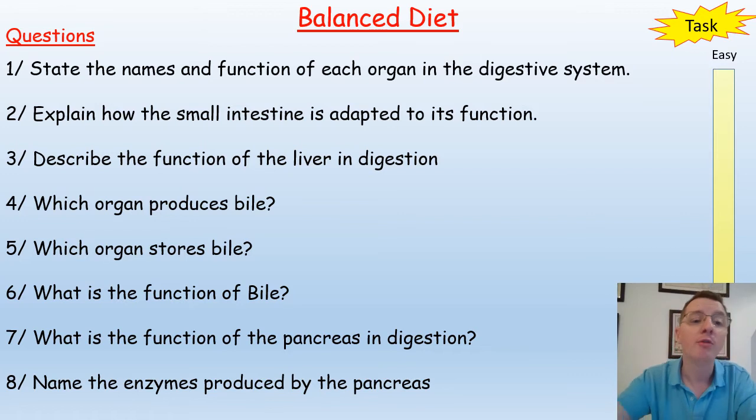So the answers. The first question says, state the names and the functions of each organ in the digestive system. So we could talk about the mouth, and its function is to grind and chop up food to provide that large surface area for enzymes to work faster. We could talk about the esophagus, which is just a tube that links the mouth to the stomach, but we have the epiglottis at the top, which prevents you from choking. We could talk about the stomach, which has stomach acid to destroy microorganisms and protease enzymes to break down proteins.